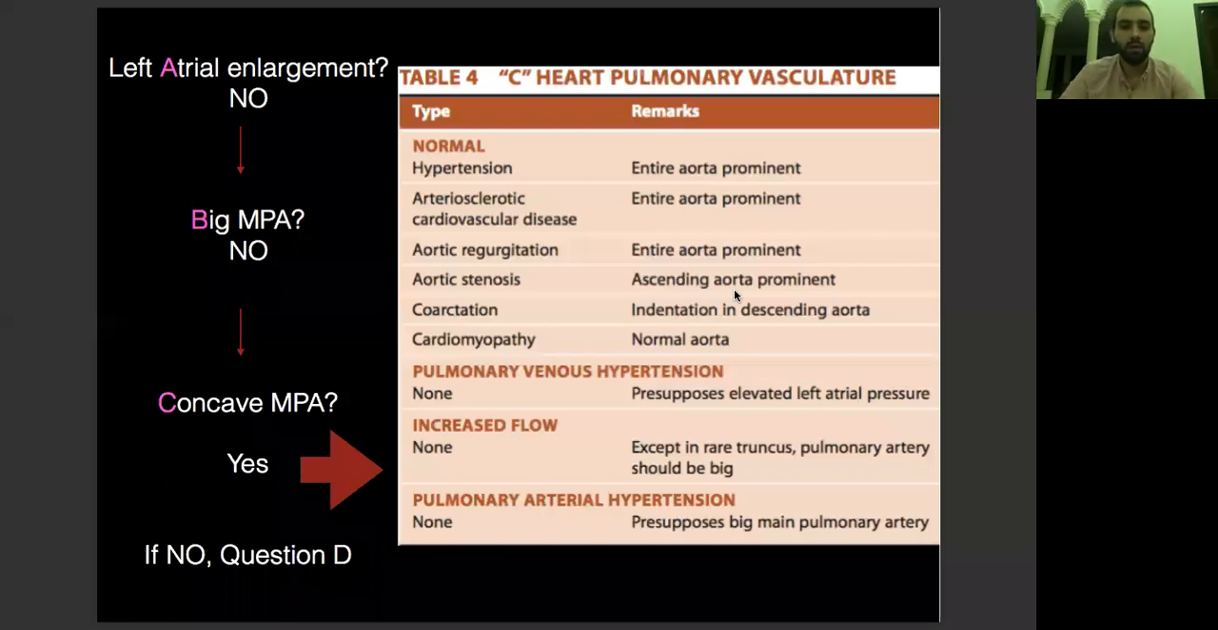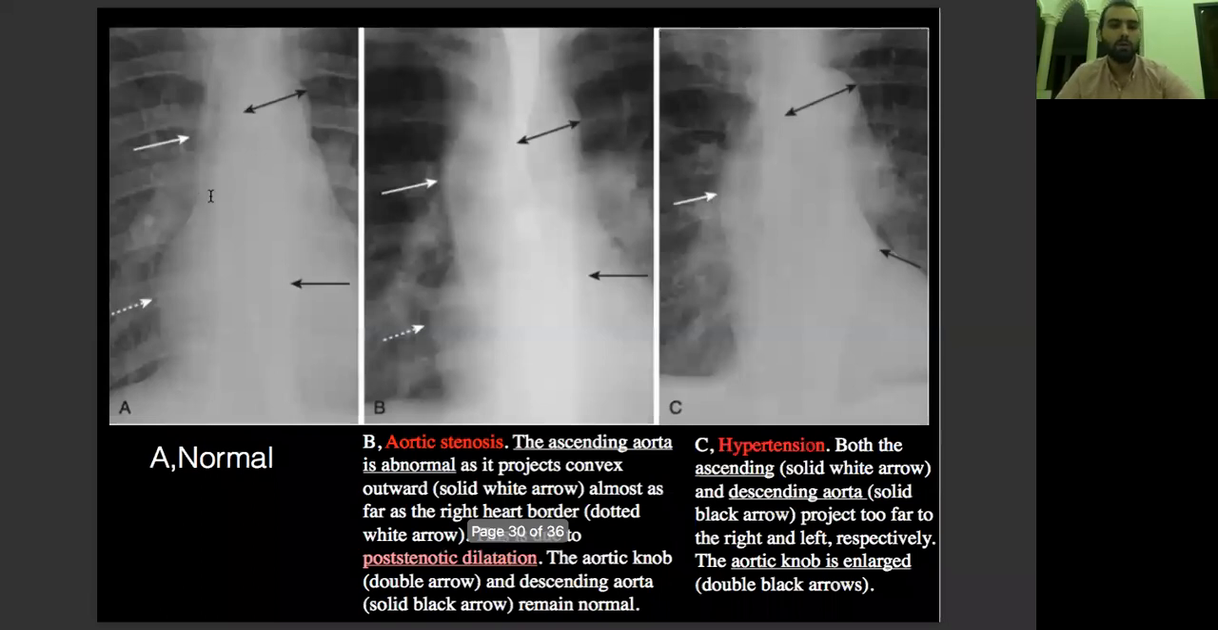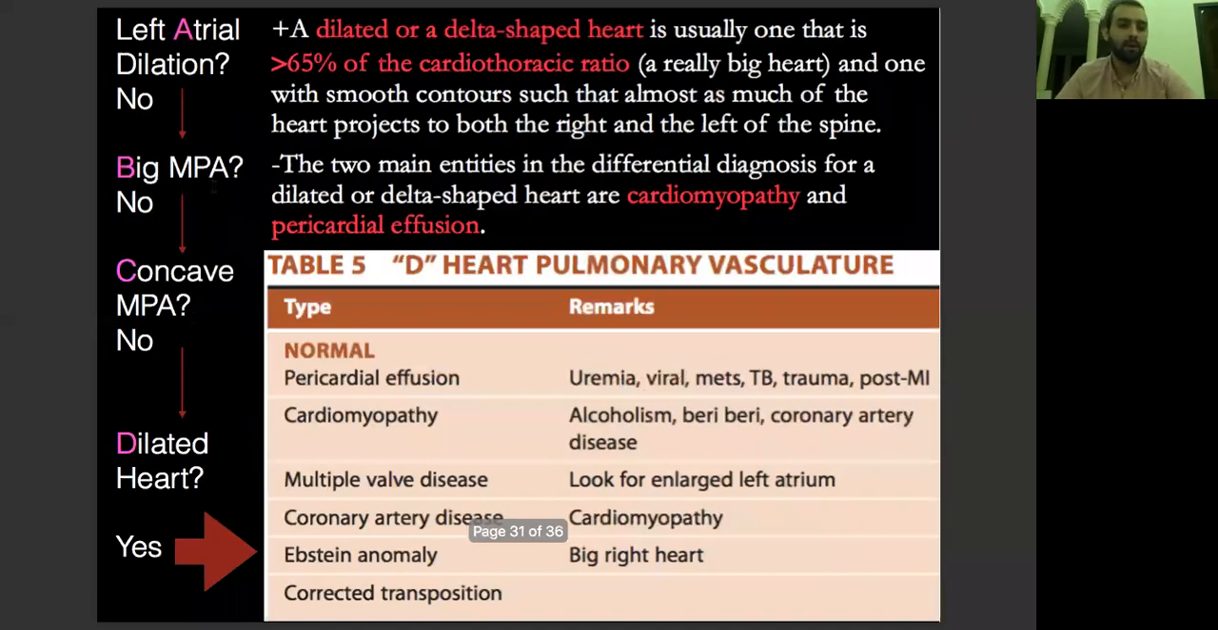So what if the main pulmonary artery is not concave? Our next question would be, okay, we don't have atrial dilation, the main pulmonary artery is normal. Okay, we should ask, is the heart dilated? What do we mean by dilated heart? A dilated or delta-shaped heart is one with a cardiothoracic ratio more than 65%. And we have the heart on both sides projecting on the right and left side, it will be enlarged. Okay, and the two main entities in the differential diagnosis include cardiomyopathy and pericardial effusion. This is an example of a delta-shaped heart.